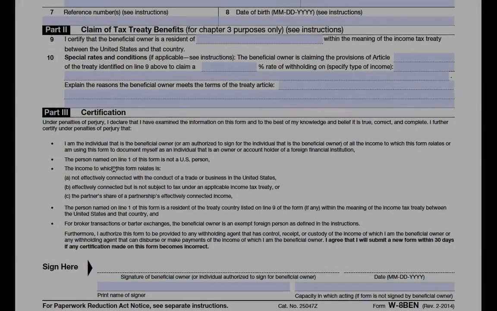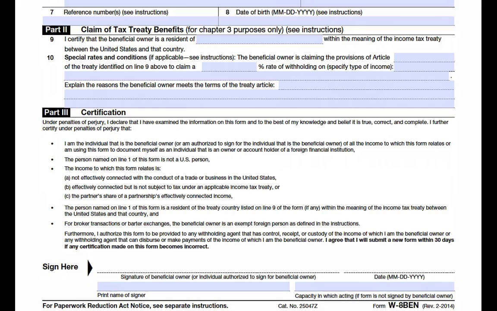One last thing that sometimes confuses people is the certification that the income is not effectively connected with the trade or business in the United States. This type of income is often referred to as ECI, for effectively connected income. Just because the payor, or the withholding agent, may be doing business in the U.S. does not mean that the recipient, that is the beneficial owner, is doing business in the U.S.